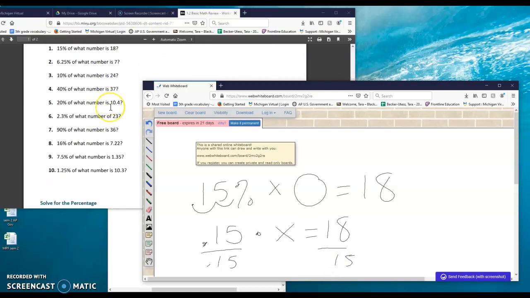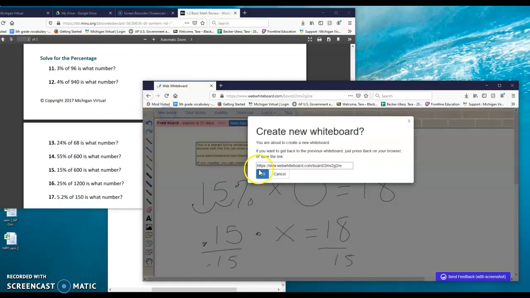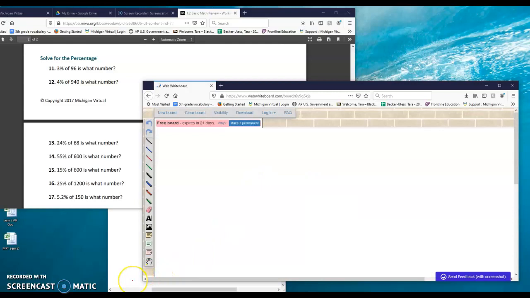Now, obviously, it changes a little bit. So now we get into solving for the percentage. So here, a little different, but remember, this "of" always means multiply. So 24%, and I'll just write it like this, of, so there's my multiplication. Not sure why it's not letting me. There we go. Of 68 equals some number.